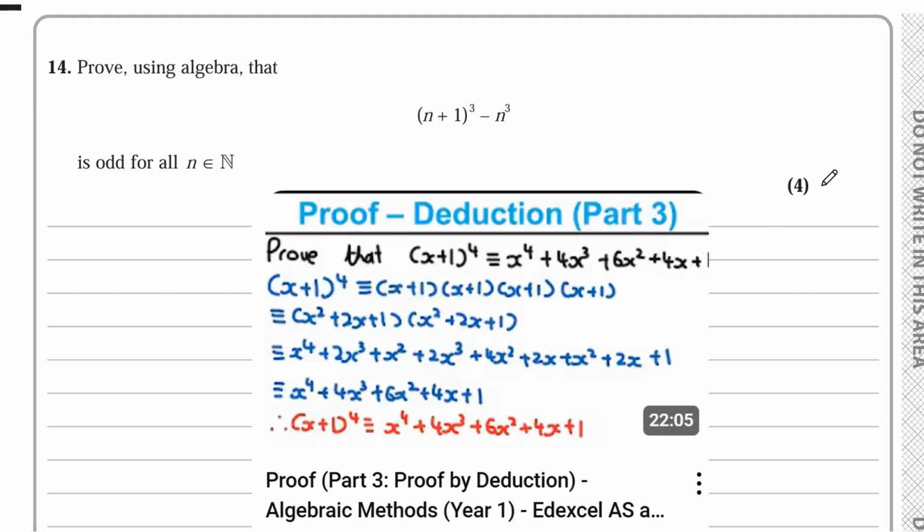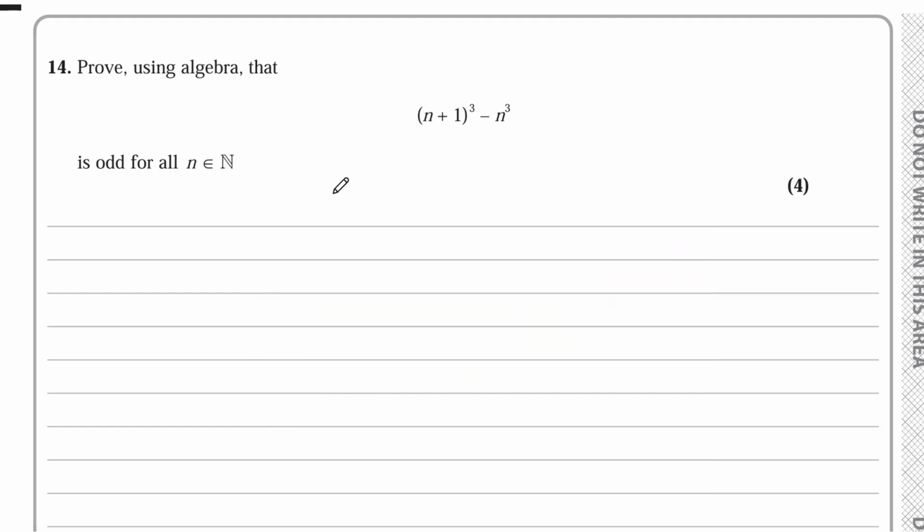Okay, so this is a proof by deduction question. Now, really quick, this n here essentially means that n is a positive integer. So, for example, n could be 1, 2, 3, 4, and so forth. All of these inputs for n, when you put them into (n + 1)^3 - n^3, give an odd result.